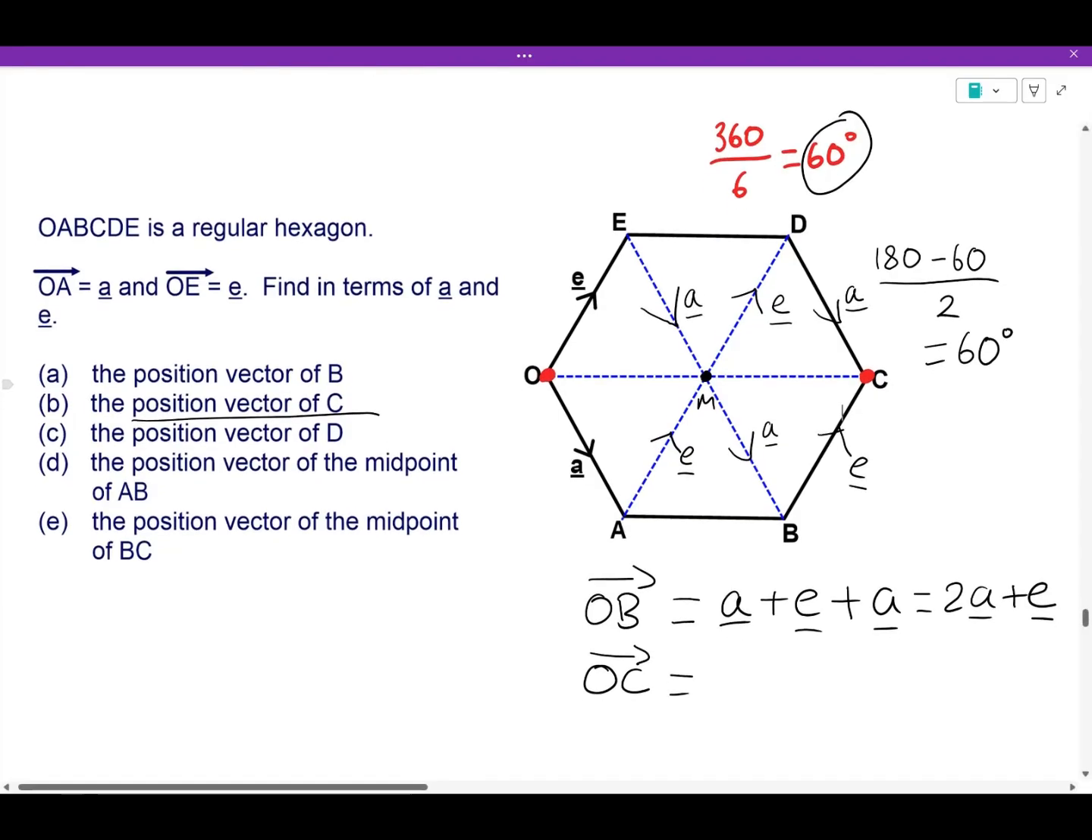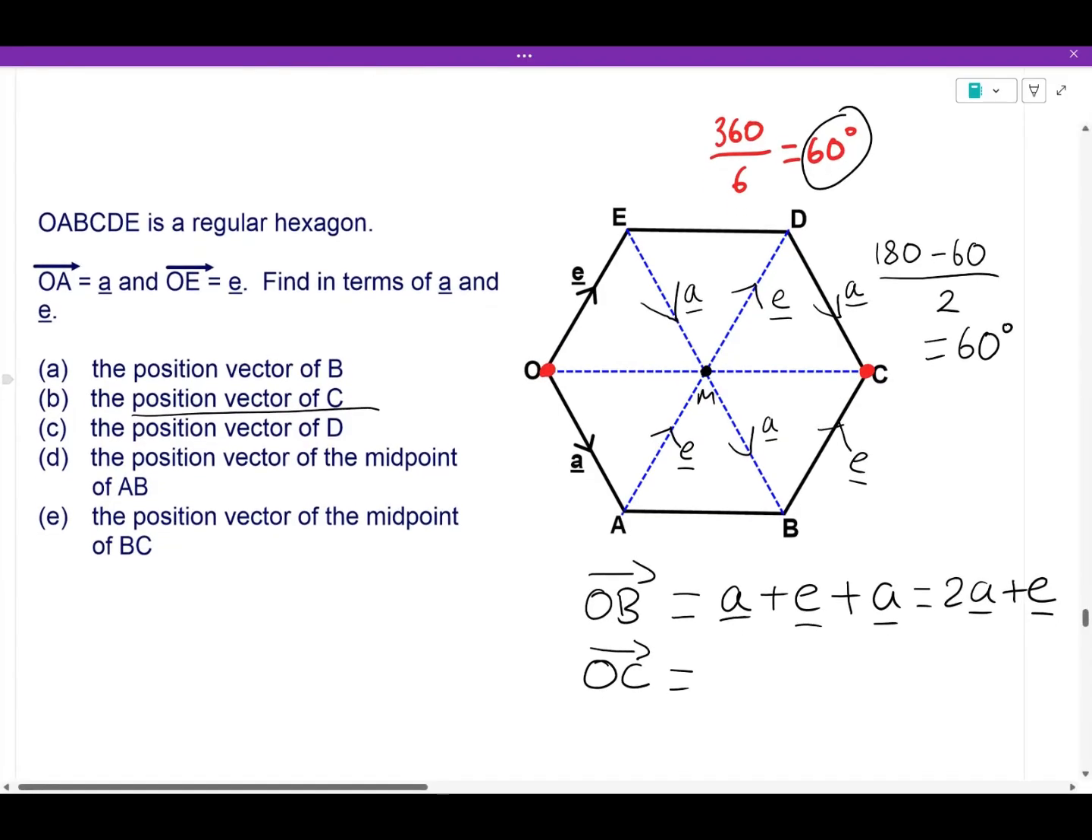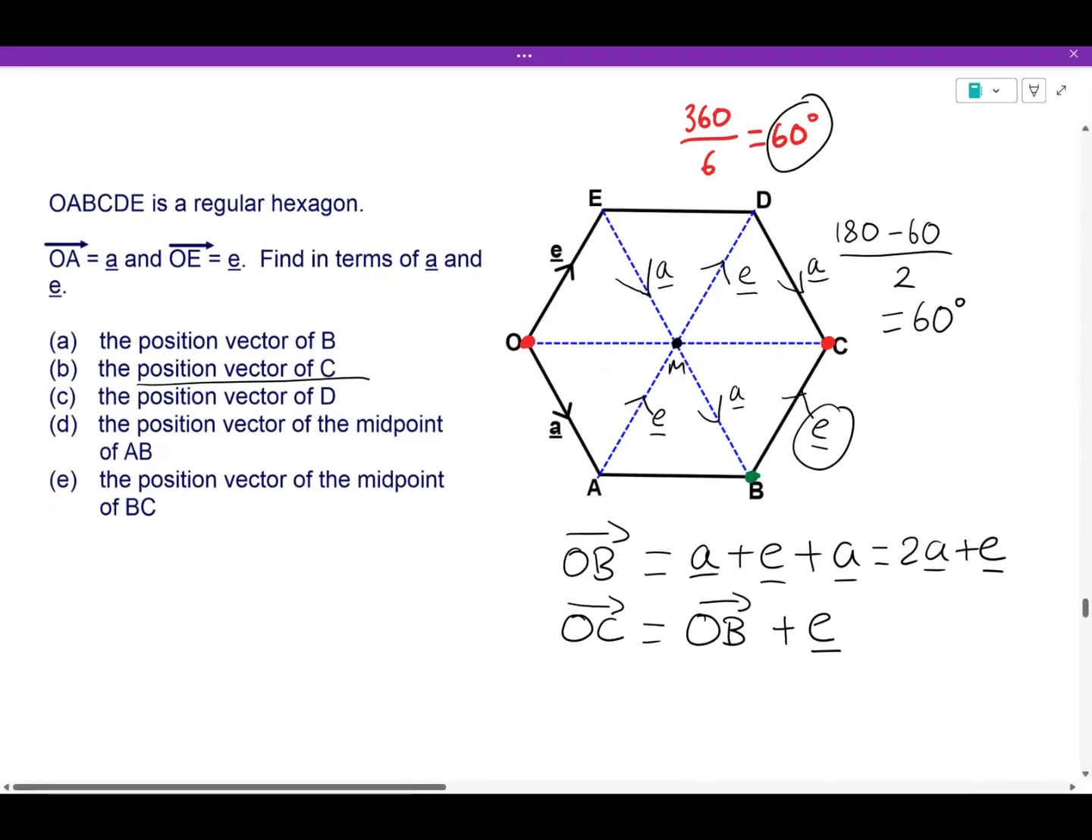But let's see if we can make use of my previous part. If we're starting at O, well, we could start by going to B, because I know the vector for O to B. I just figured what that was, so I'm going to write O to B here. And then once I'm at B, well, then I just need to add on this E to get to C. And that will give me my final answer. So all I need to do to get my final answer is replace O to B with the 2A plus E that I figured out here.